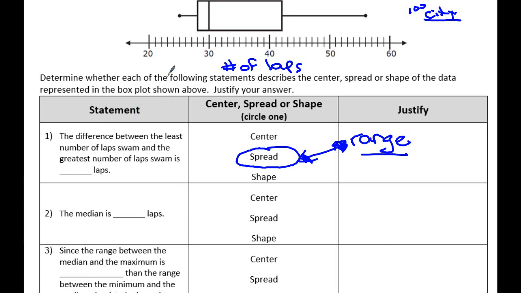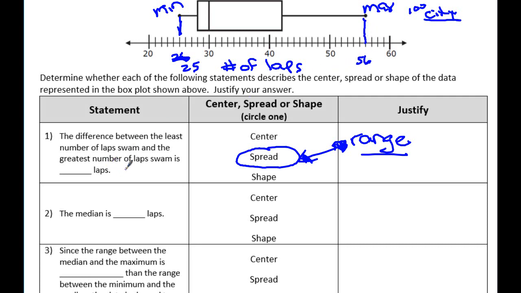Okay, I just want you to be careful. Some students make the mistake when they find the range of using the smallest and the greatest number of the number line. And we don't want to do that. It's the smallest and the greatest of the box plot. So we're looking at the minimum and the maximum. If I go straight down, I can see that I'm at 25 for the minimum, and the maximum is 56.